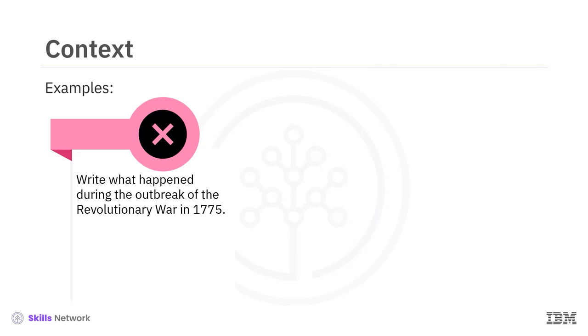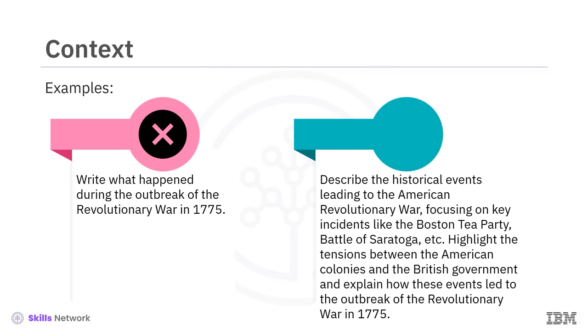To establish the right context and include the relevant information, you can rewrite this prompt as, describe the historical events leading to the American Revolutionary War, focusing on key incidents like the Boston Tea Party, Battle of Saratoga, and so on. Highlight the tensions between the American colonies and the British government, and explain how these events led to the outbreak of the Revolutionary War in 1775.